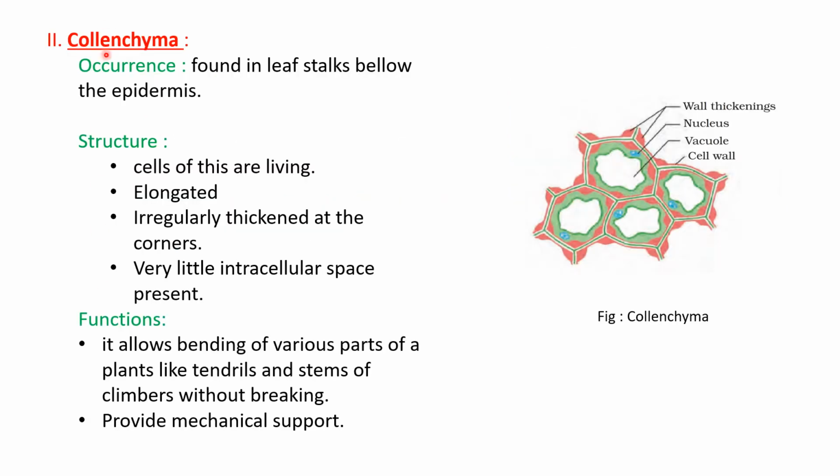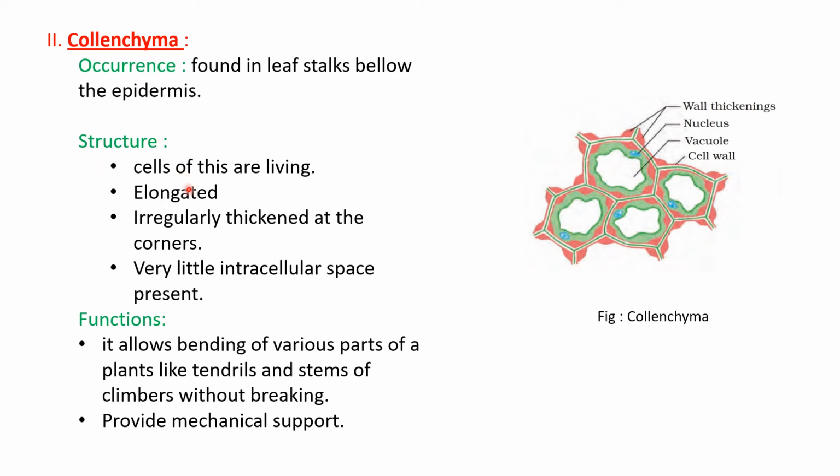Now we learn about the collenchyma. First we will see where we can find the collenchyma. Found in leaf stalk below the epidermis. So below the epidermis we can see the collenchyma. What is epidermis? Epidermis is the outermost layer of cells. So below the epidermis we can see the collenchyma.